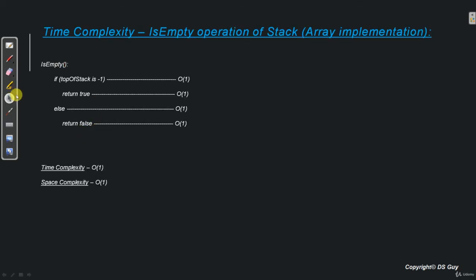Now coming to the time and space complexity, you would have guessed it correctly that both of them are order of 1, because all the statements are constant time operations and we are not using any extra space. So space complexity is also order of 1.